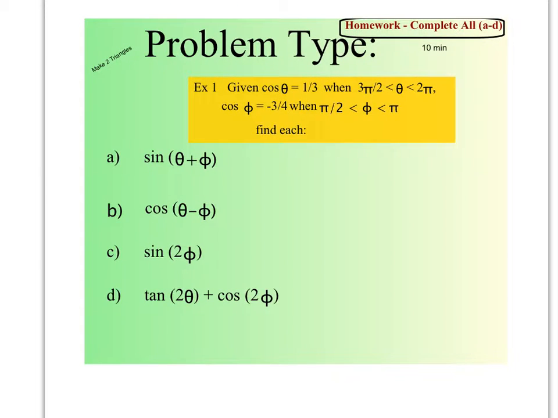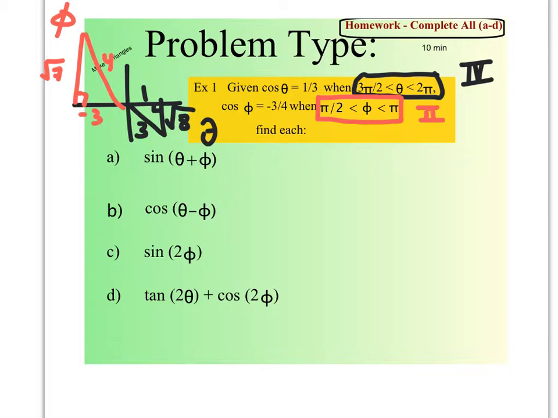Alright, here's the type of problem you might see in your homework. Example, given cosine theta is 1/3 when it's in quadrant 4, and the cosine of a different angle, phi, is negative 3/4 when it's in quadrant 2. Let's graph them and then find some stuff here. Up here I've sketched both scenarios on the coordinate plane, one in the 4th quadrant, the other in the 2nd quadrant.